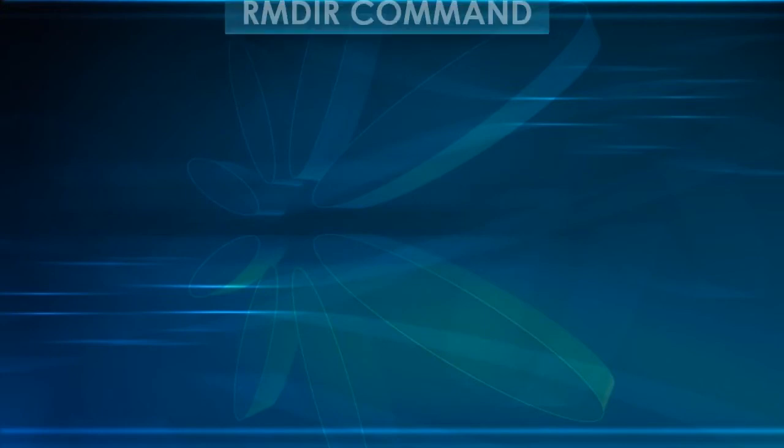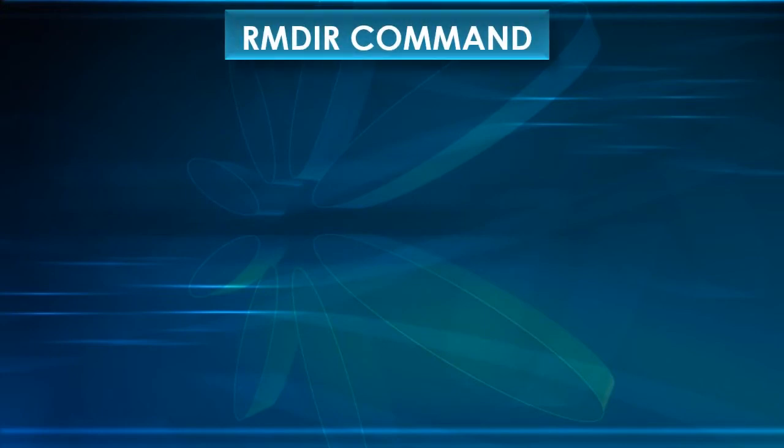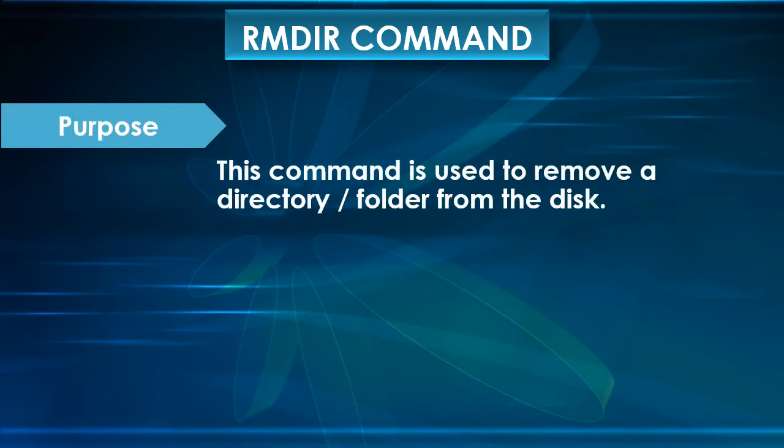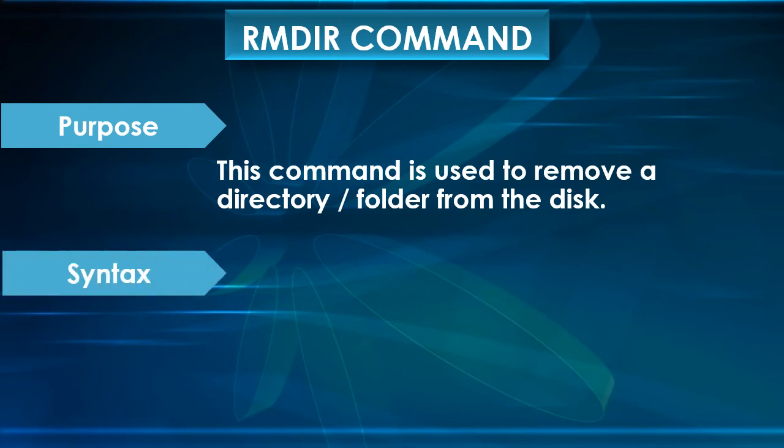The next command is RMDIR. RM means remove and DIR means directory. This command is used to remove a directory or folder from the disk. Syntax is simple. You have to write RMDIR and give the path from where you want to delete the directory.